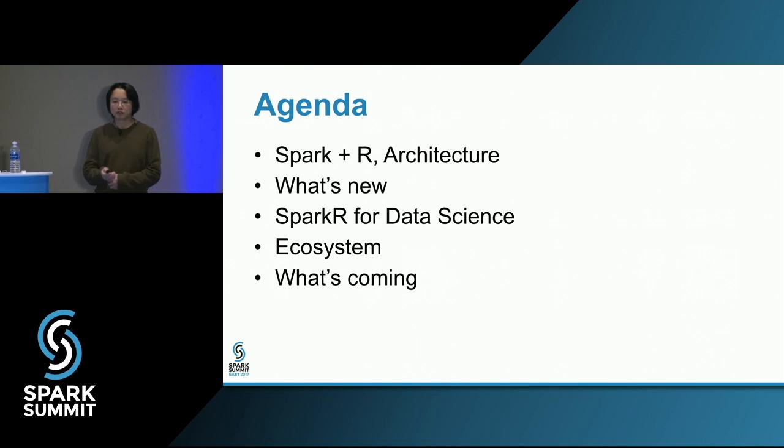For today, we're going to talk about SparkR. We're going to start with a quick introduction of SparkR. For those of you who may not be familiar with it, I'm going to talk a little bit about how it works and so on. And we're going to talk about what's new in SparkR in 2.0 and 2.1 releases. And then we're going to dive into SparkR for data science. How that works, what are the options, trade-offs, challenges, and so on. And we're going to wrap up by touching on the ecosystem and what's coming in upcoming Spark releases.